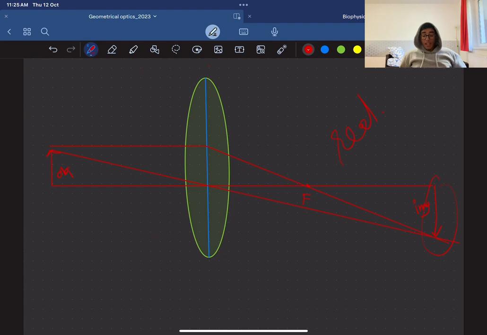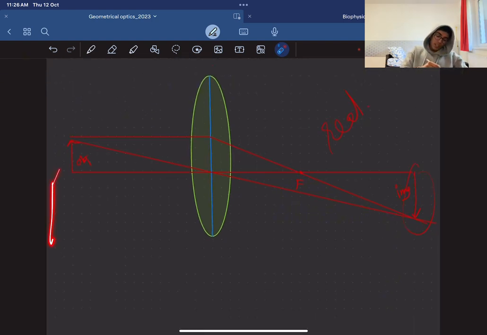In a real image, the rays actually meet each other after the lens. As you can see in this image, the rays of light are meeting at this point, hence they form a real image. But there are some cases where they don't actually meet, and I will show you those. A real image is always inverted, like that.